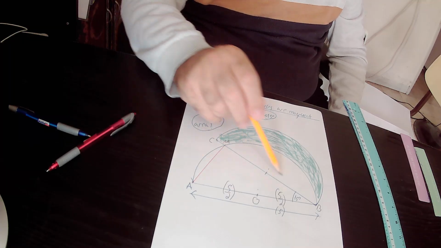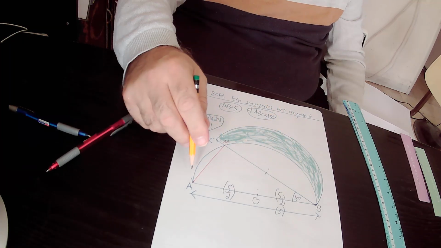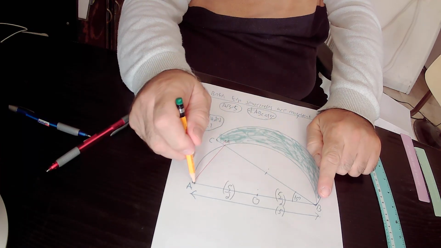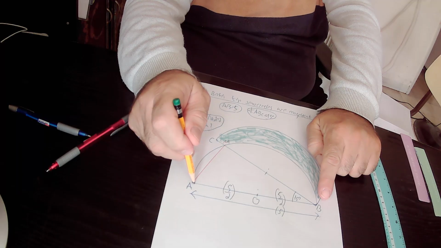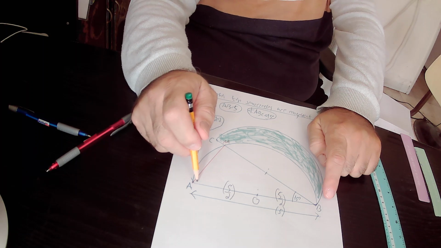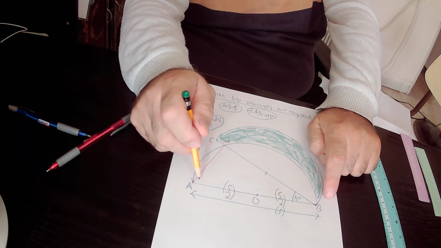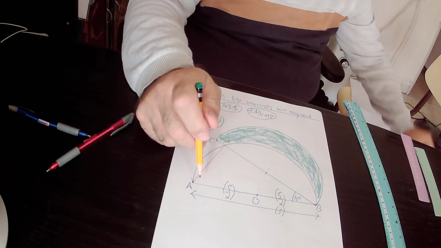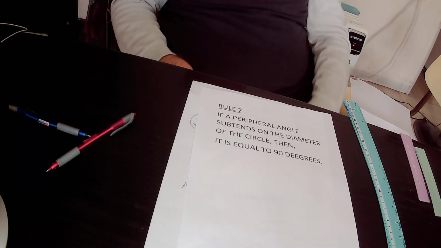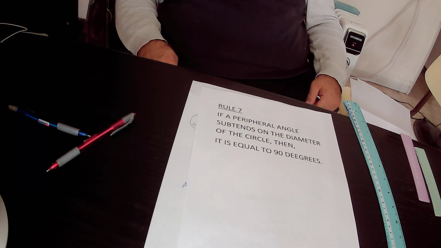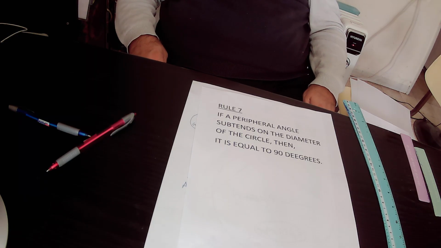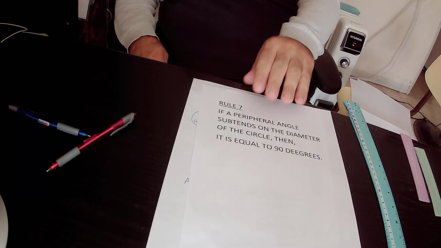Triangle AMB subtends on chord AB, that is the diameter of this semicircle. And according to rule 7, any triangle that subtends on the diameter of a circle or semicircle must be equal to 90 degrees in its size. So I'll quickly go over rule 7. According to rule 7, if a triangle subtends on the diameter of the circle or semicircle, it doesn't matter, then it is equal to 90 degrees in its size.